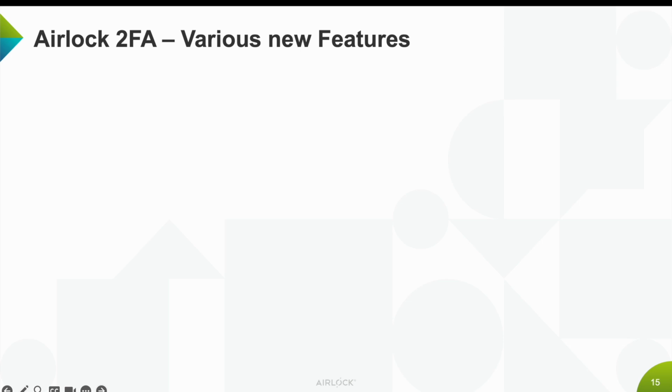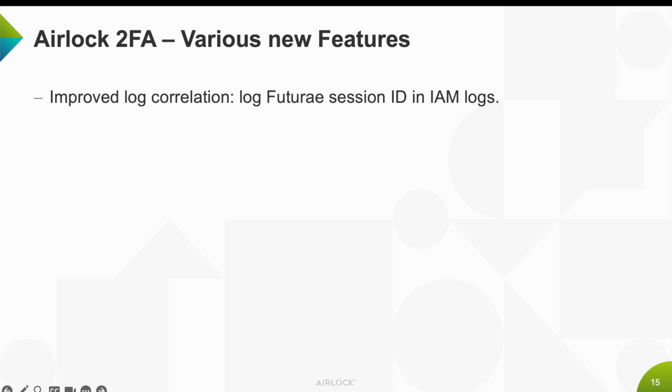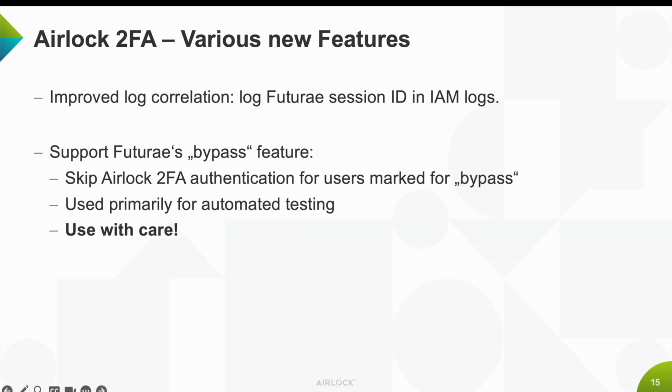Various other new features regarding Airlock 2FA: we improved log correlation. So we log the FutureA session ID, for example, in IAM logs, so it's easier to correlate IAM logs with FutureA logs. We now support the bypass feature. The bypass feature is a feature that you can use to bypass all Airlock 2FA authentication for users that are marked for bypass. So it's used primarily for automated testing, and really use it with care, because it's an inherent security risk. So only use it in non-productive environments and only when you really understand what you're doing. Please also read the warnings in our documentation about that.